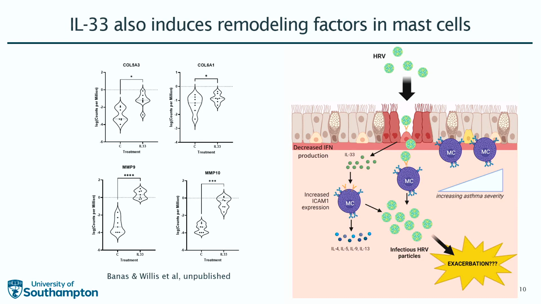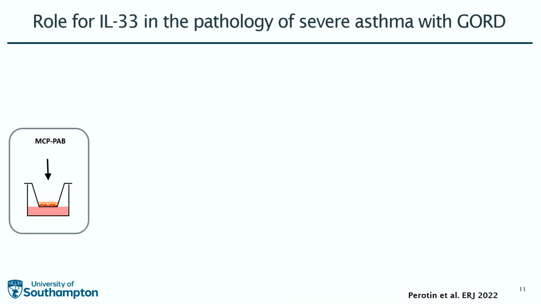IL-33 is upregulated. In another study, Jean-Marie Perraudet, who came over from France to work in Southampton, was interested in gastroesophageal reflux disease, because in severe asthma there are lots of comorbidities, and one of those is reflux. So she developed a model where she exposed air-liquid interface cultures of epithelial cells to a mixture of pepsin, acidic pH, and bile acids, and looked at the effect on the epithelium.